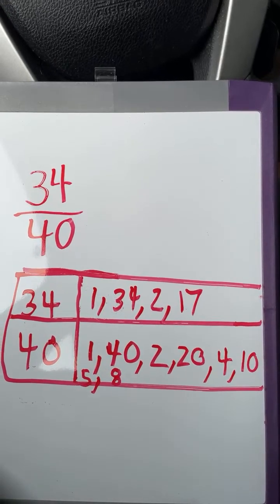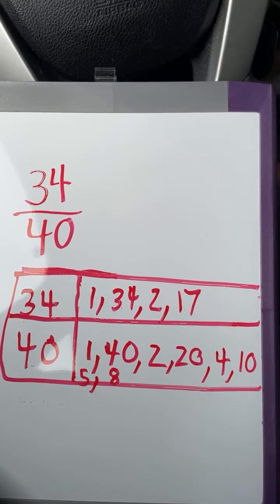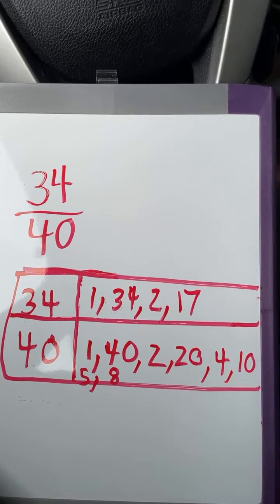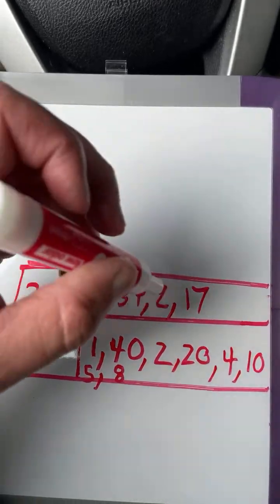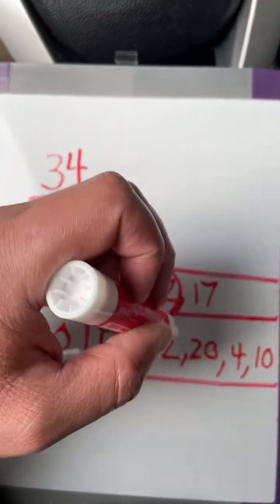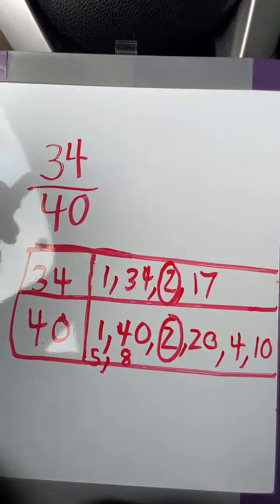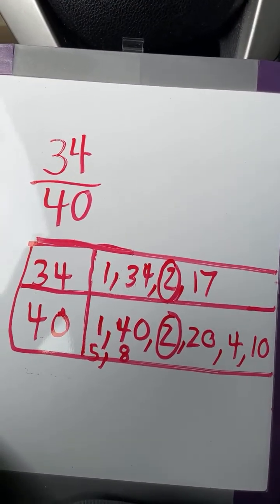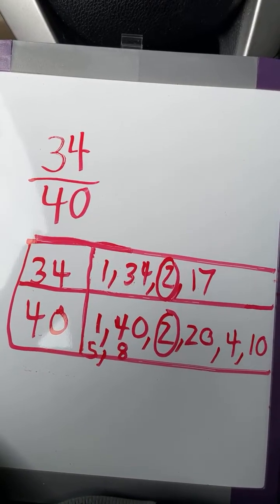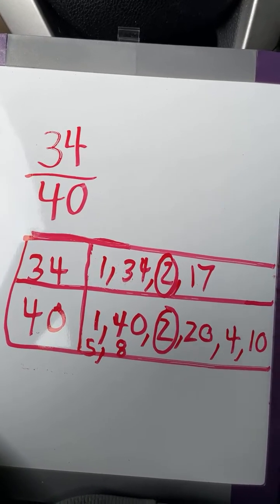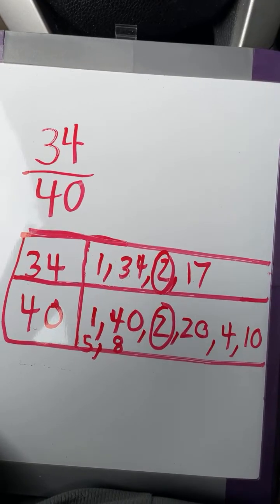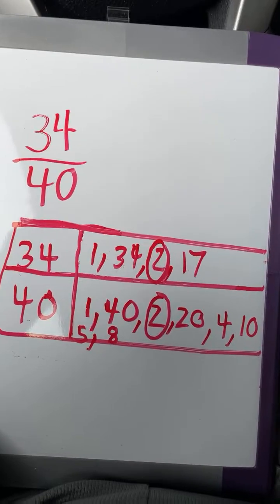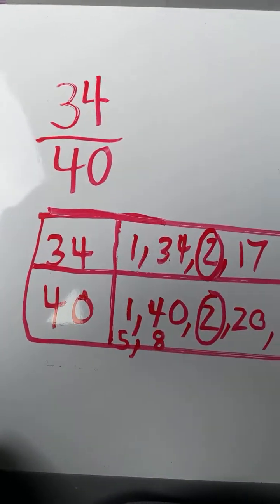So the greatest common factor between 40 and 34 is 2. Now, even though there's a lot of factors listed that are bigger than 2, there's not any common factors that are bigger than 2. For example, 17 is a factor of 34, but it is not a factor of 40. 20 is a factor of 40, but it is not a factor of 34. The greatest common factor is 2. So 2 is what we need to divide by here.